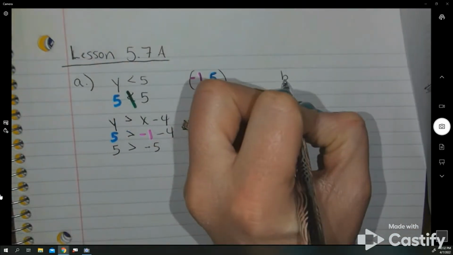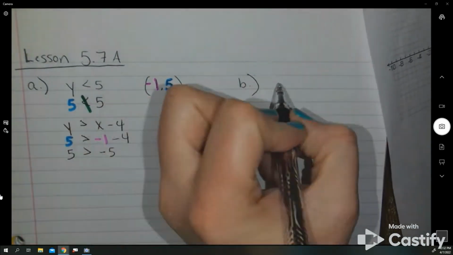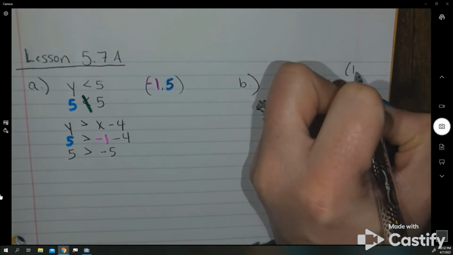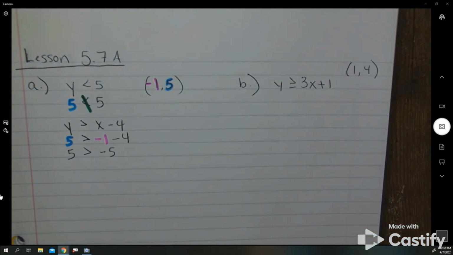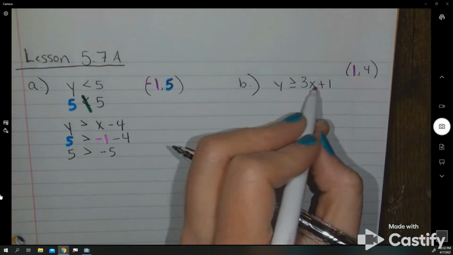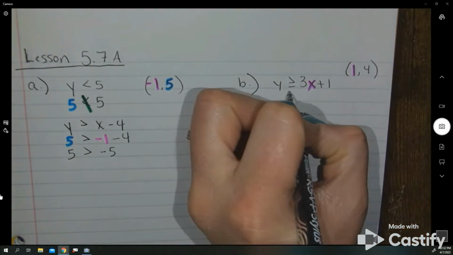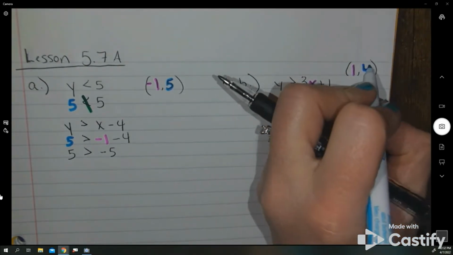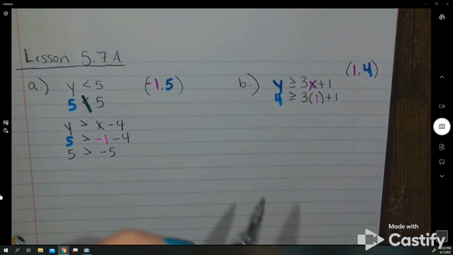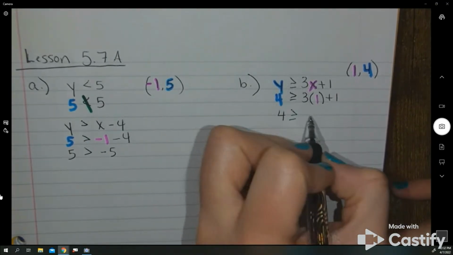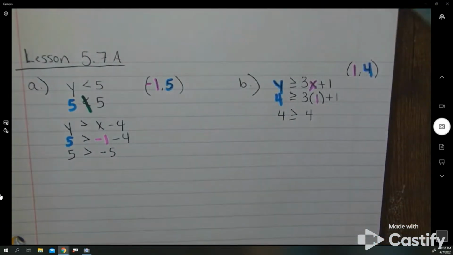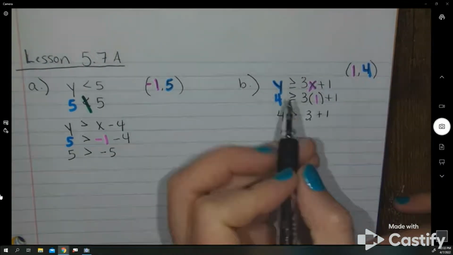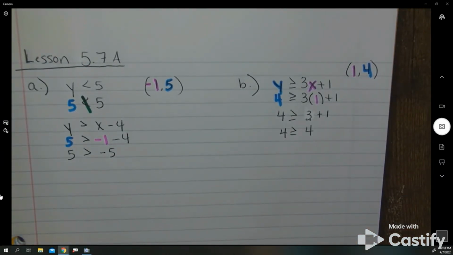For letter B, we have the inequality y is greater than or equal to 3x plus 1, and we're testing the point 1, 4. So for my x value, we've got 1. So we'll plug that in here for x. So I have 3 times 1 plus 1, and we know that our y value is 4. So we're going to plug in 4 for y. All right, so we have 4 greater than or equal to 3 times 1 is 4. Oh my gosh, 3 times 1 is 3. Getting ahead of yourself here, Mr. Weber. Plus 1. So is 4 greater than or equal to 3 plus 1, which is 4? Is 4 greater than or equal to 4? Yes. So far, so good.